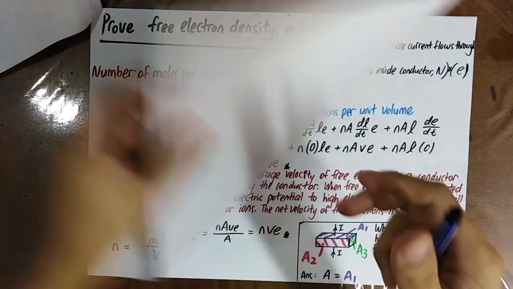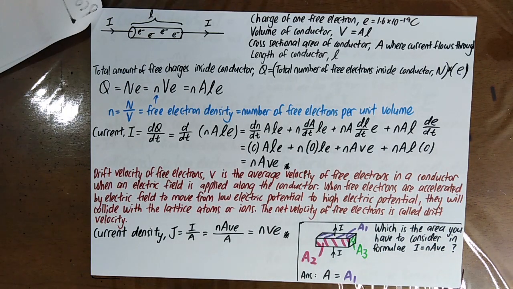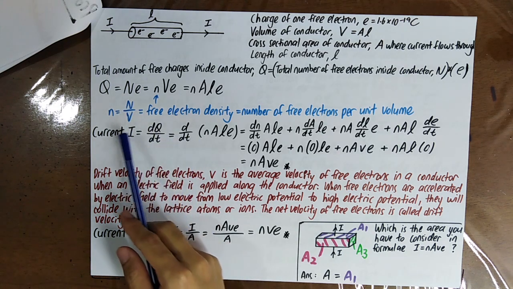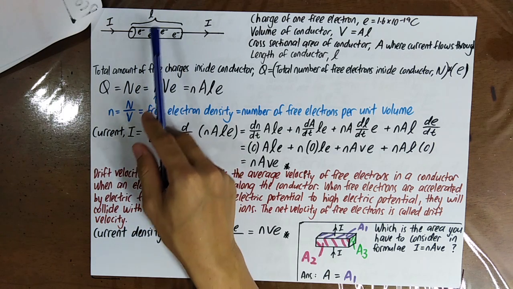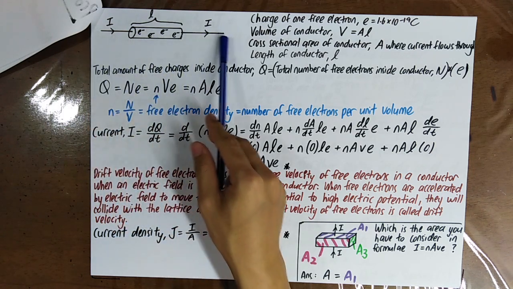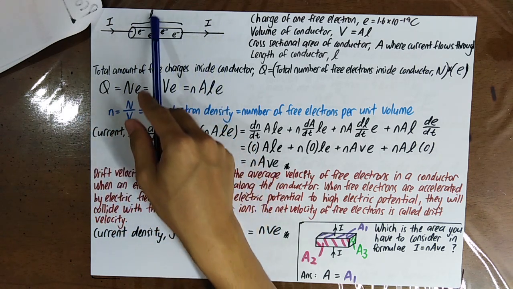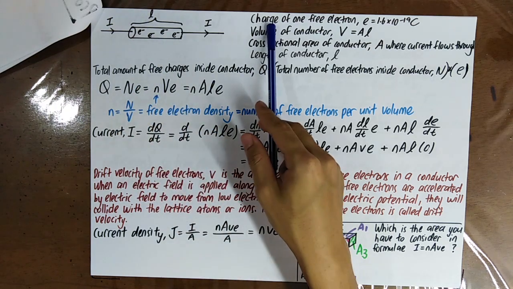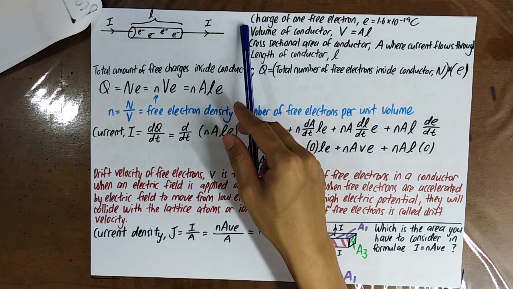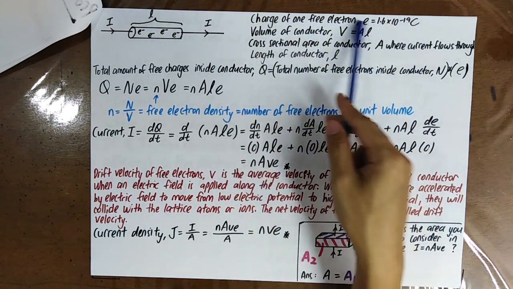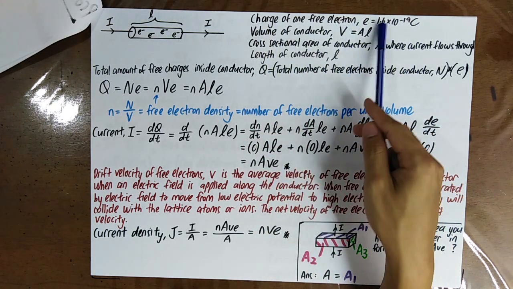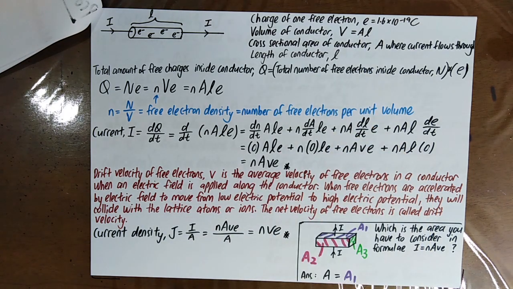Okay, so now we want to derive I equals nAve. This is a conductor, and the current flows through the conductor, which has a length L. The charge of one free electron is e. The volume of the conductor is equal to the area times the length of the conductor.